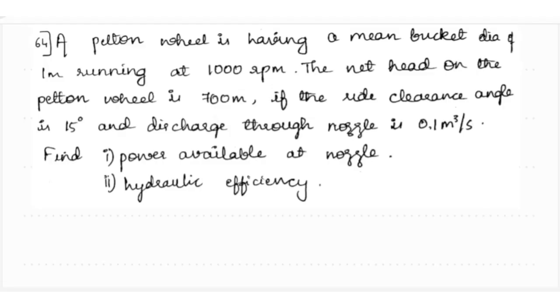So we will solve a numerical on Pelton wheel. A Pelton wheel is having a mean bucket diameter of 1 meter running at 1000 rpm. The net head on the Pelton wheel is 700 meter. If the side clearance angle is 15 degree and discharge through nozzle is 0.1 meter cube per second, find first one is power available at nozzle, second one is hydraulic efficiency.